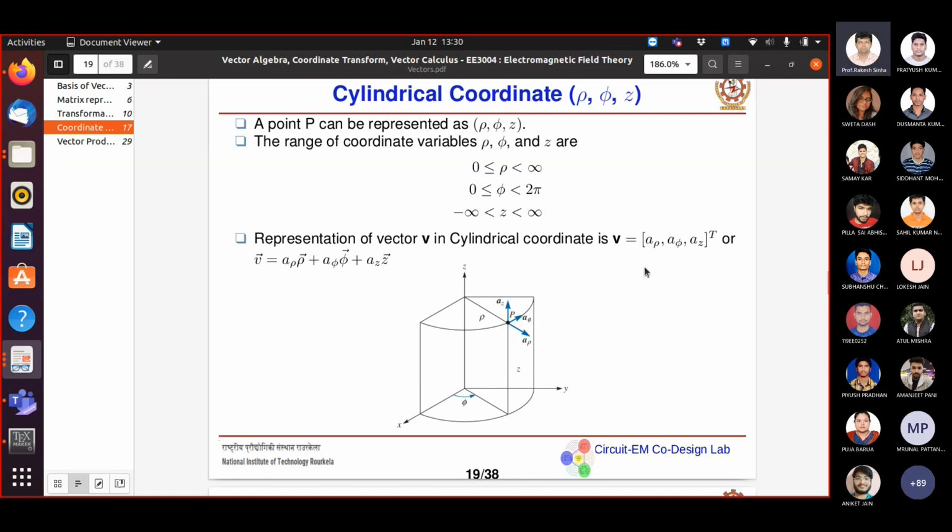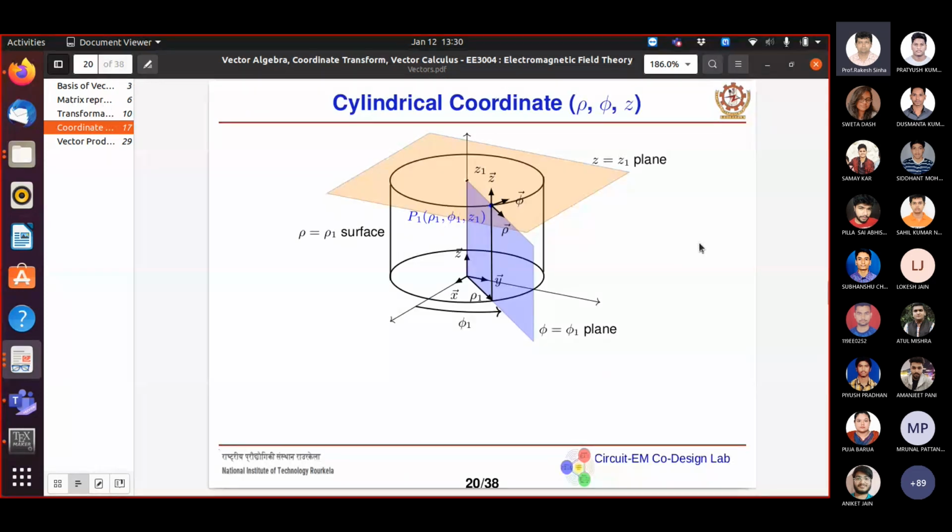Here you can also understand that any vector v can be represented. It has a strength in the rho direction, a strength in the phi direction, and a strength in the z direction. This indicates the strength of the vector. We can always write any vector at a particular point in terms of its cylindrical coordinate system, or in terms of the spherical coordinate system, the next coordinate system.